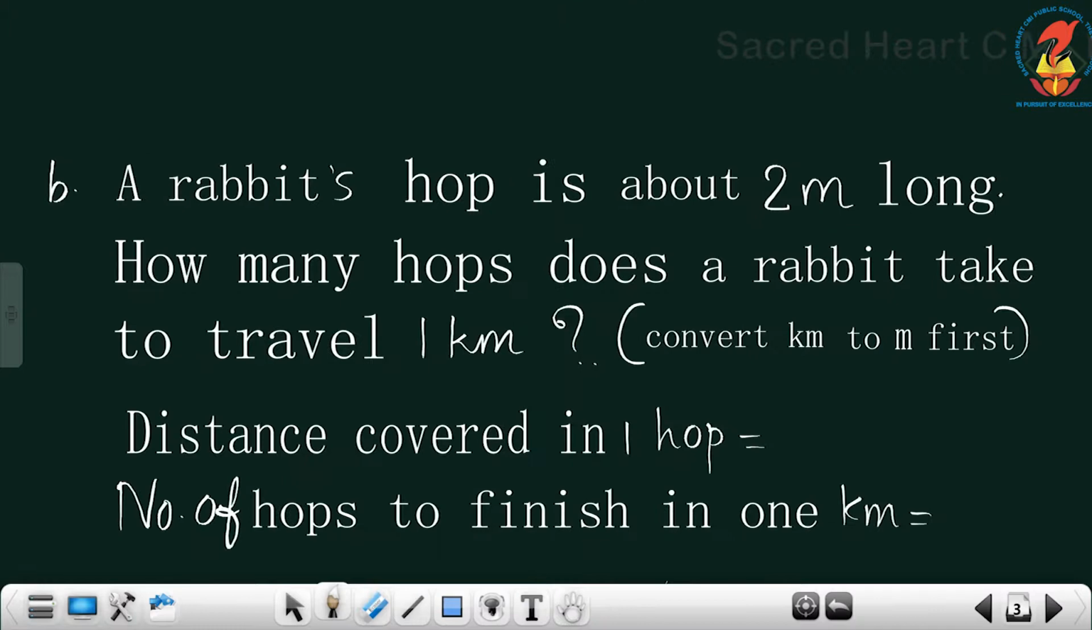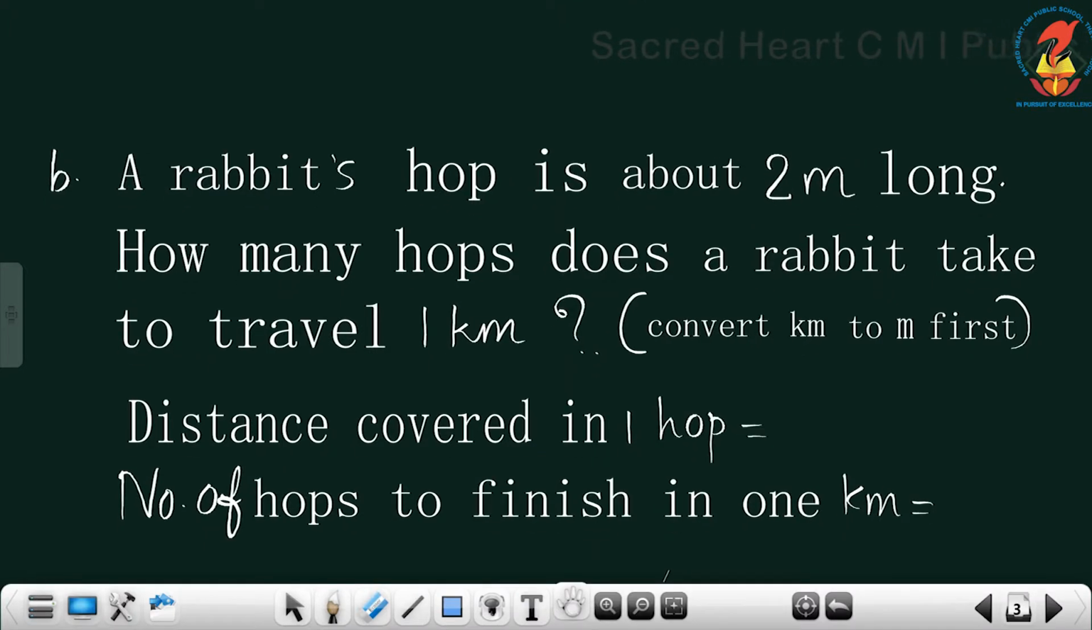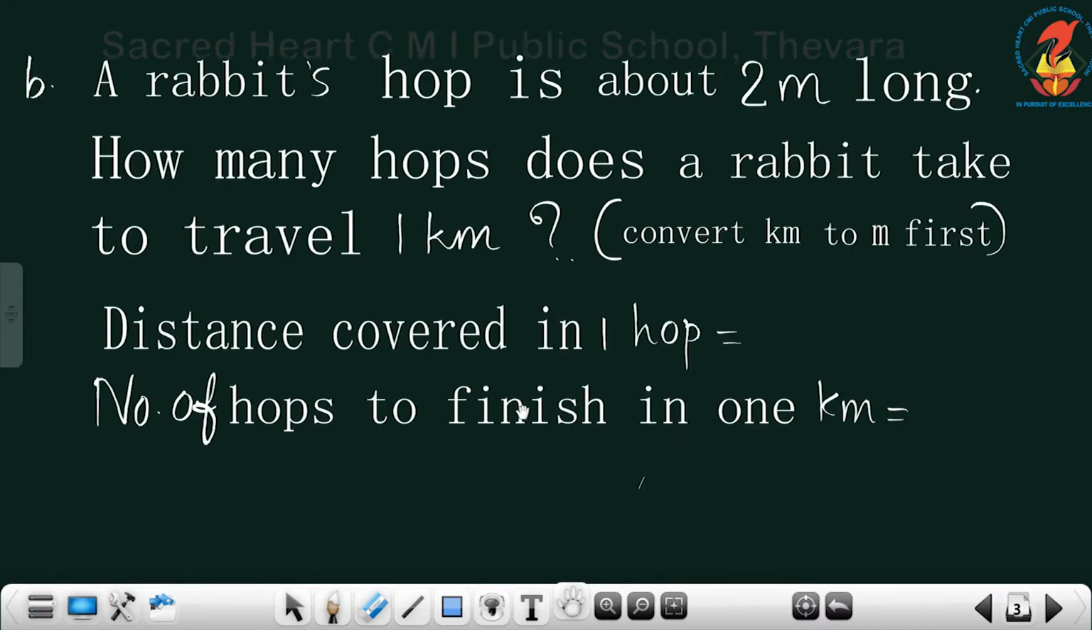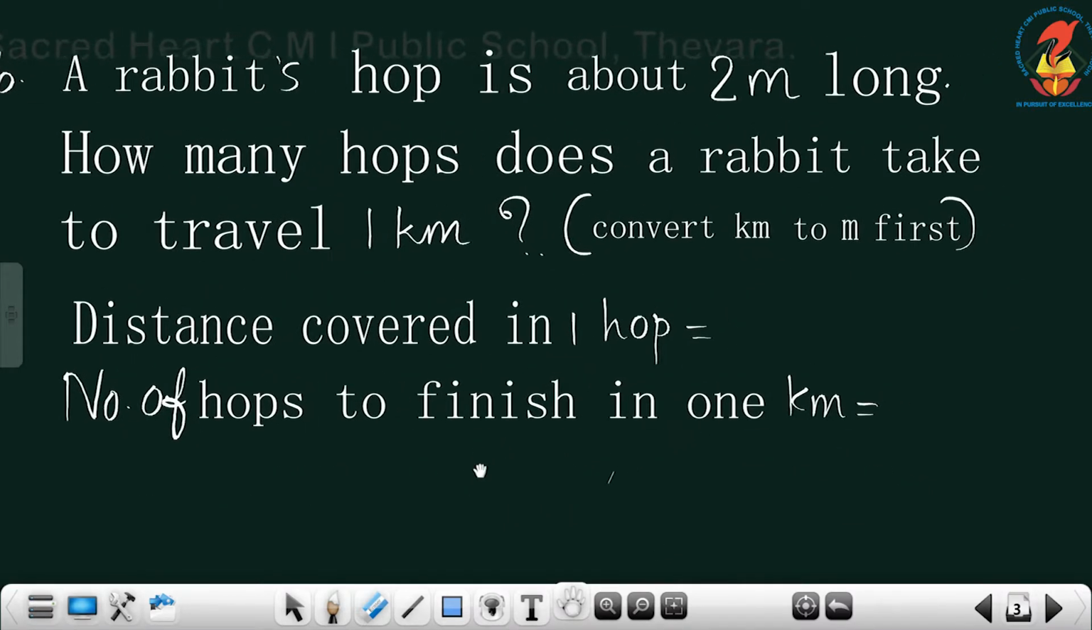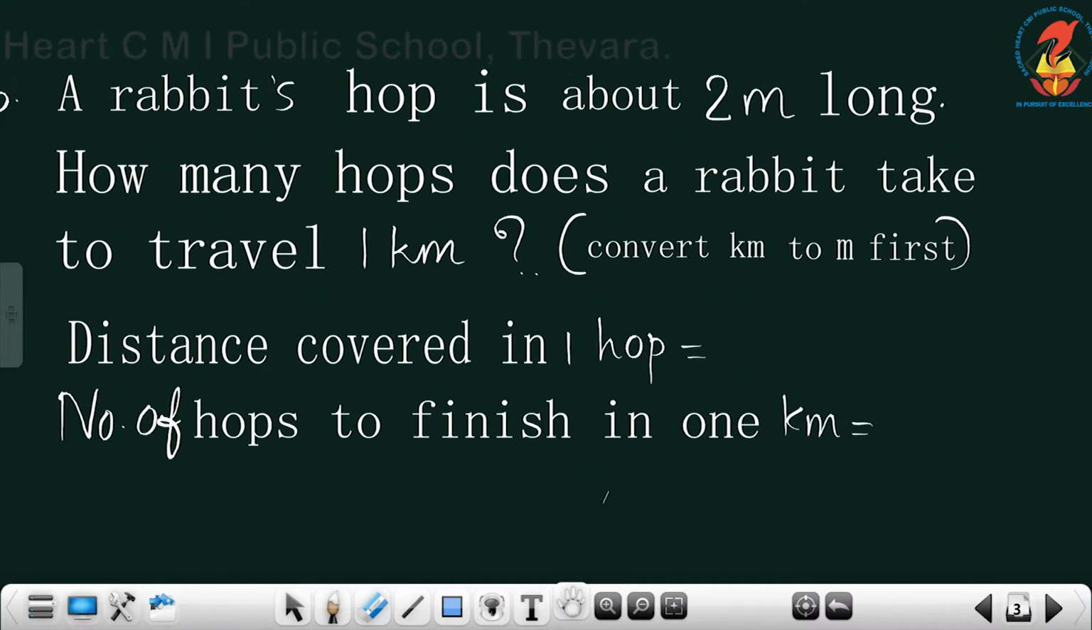The next problem: a rabbit's hop is 2 meter long. How many hops does a rabbit take to travel 1 kilometer? How can you do this one, children? In the question they gave one clue also, right? What is the clue here? Convert kilometer to meter first.